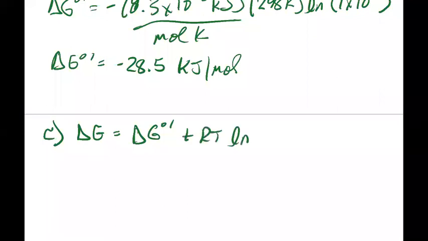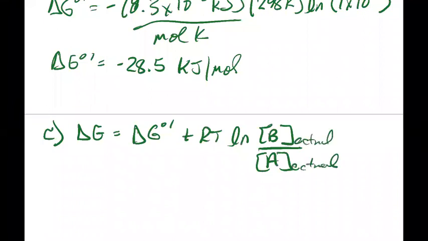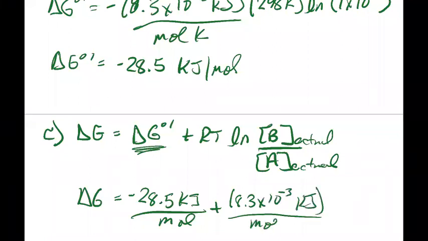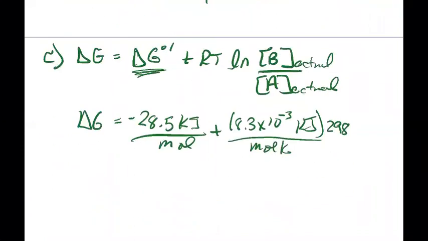Now, we're not at ln K anymore. This is Q, so this is the actual B over A. So delta G is equal to what we calculated here, negative 28.5 kilojoules per mole, plus our RT, so the same thing, 8.3 times 10 to the minus 3 kilojoules per mole K. We're still at 298. I'm going to run out of room. Let's see if I can scooch that over.